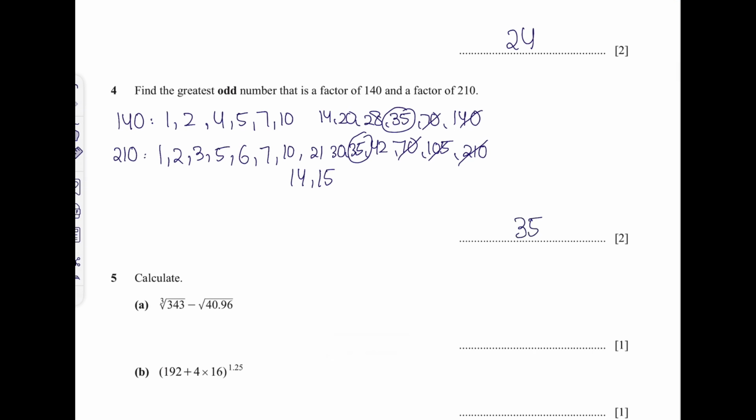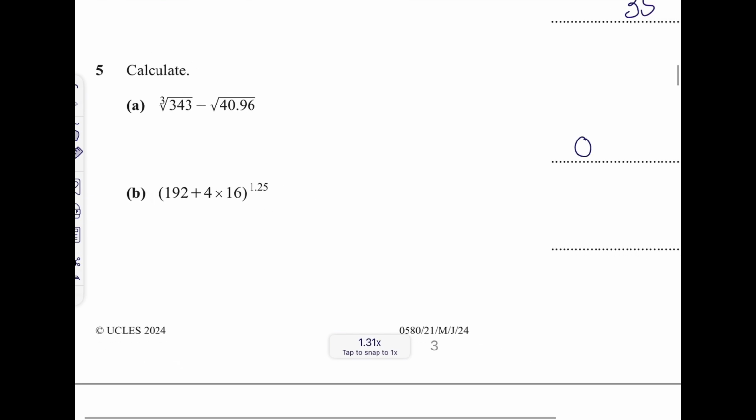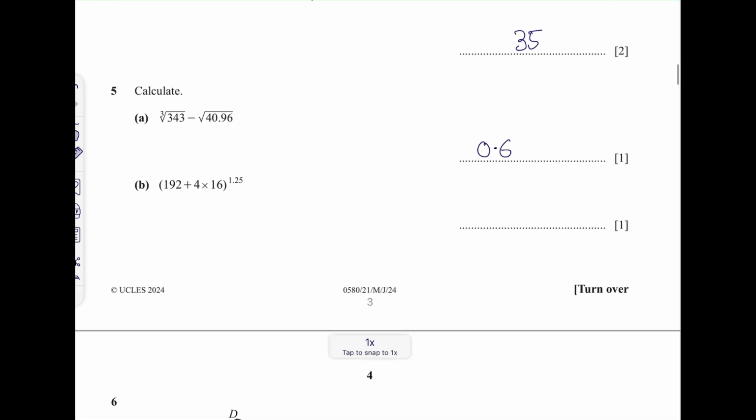The next part is calculate. So this is simple. Just put this in your calculator. Do not make any mistakes here. These are scoring questions. Minus 40.96. So that's giving you 0.6. And the next question is 192 plus 4 into 16 times 1.25. That's going to give you 1024.